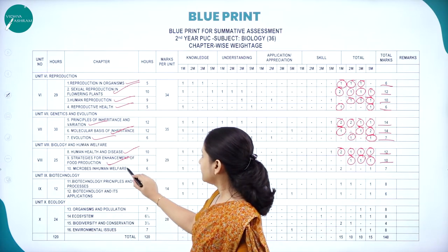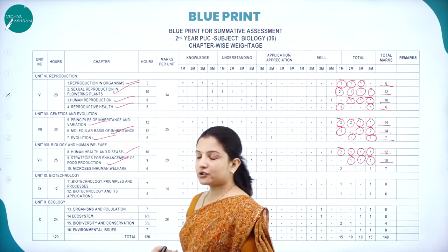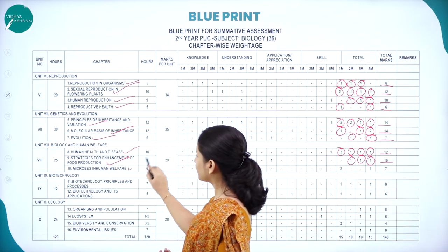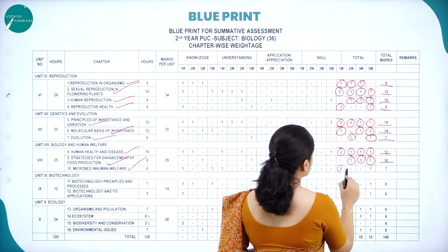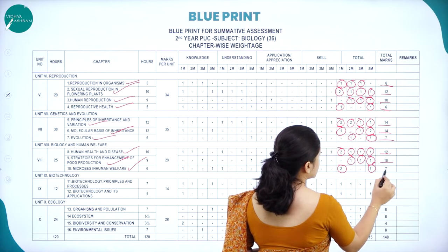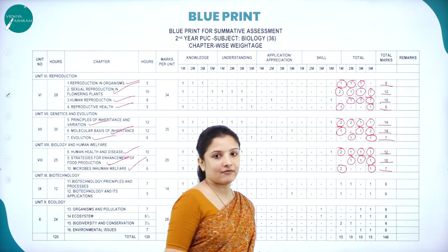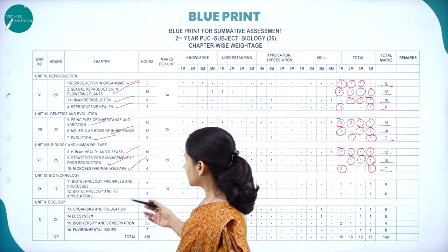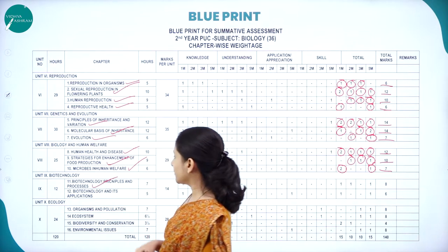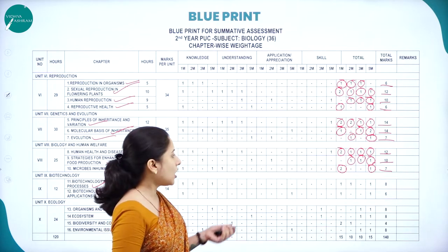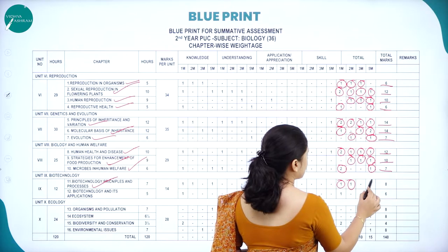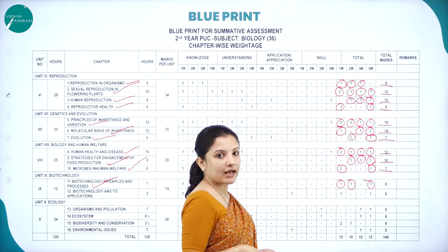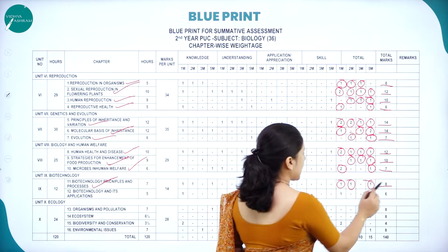Next, we have microbes in human welfare. So, next chapter, chapter 10, microbes in human welfare. From that, there is 1 mark, 2 questions and 5 mark, 1 question, total weightage of 7. Next, there is chapter 12, that is biotechnology principles and processes. Out of that, you have 1 mark, 1 question, 2 mark, 1 question and 5 mark, 1 question, carrying a total weightage of 8 marks.